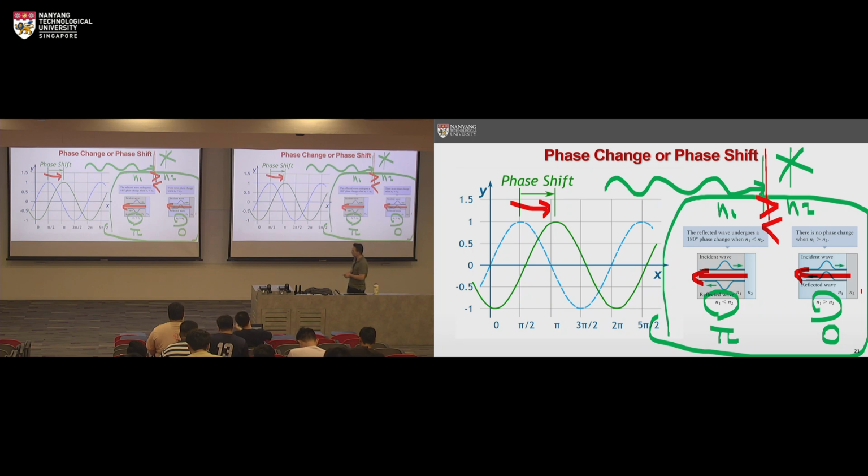If your light is traveling into a refractive index that is smaller, then you actually don't feel it. So your reflection wave is maintained. Nothing is changed. So your phase shift is 0.